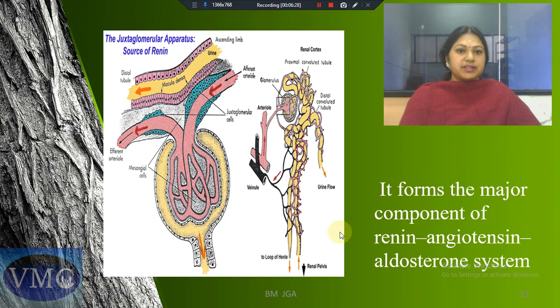So here you can see the afferent arteriole is having specialized cells called, what are the cells? Juxtaglomerular cells. They are also called as granular cells because they have a lot of granules which has renin. So this renin is secreted in response to hypovolemia or hypotension, and this causes a stimulation of these cells through the sympathetic nerves. That is one of the mechanisms.